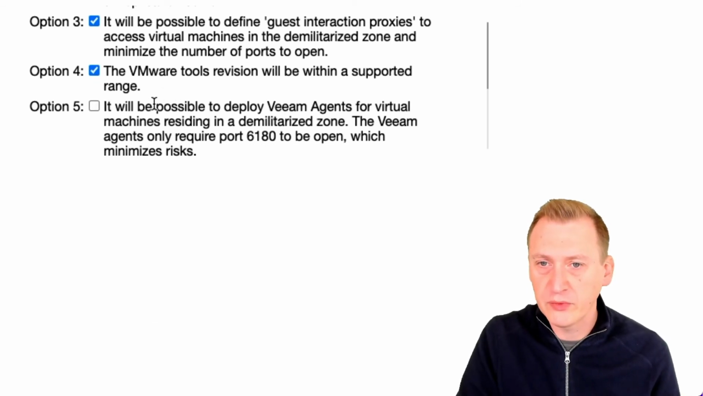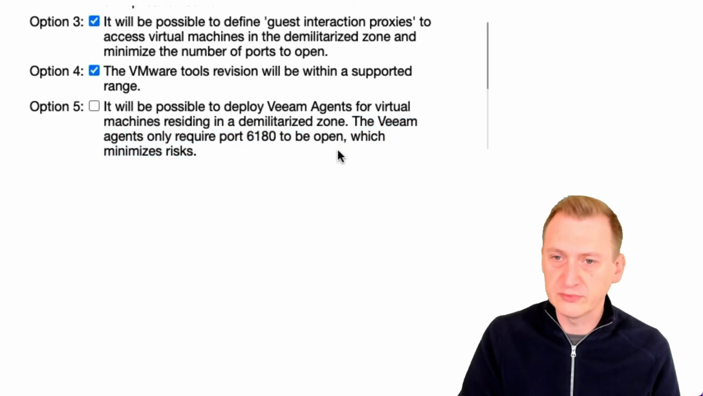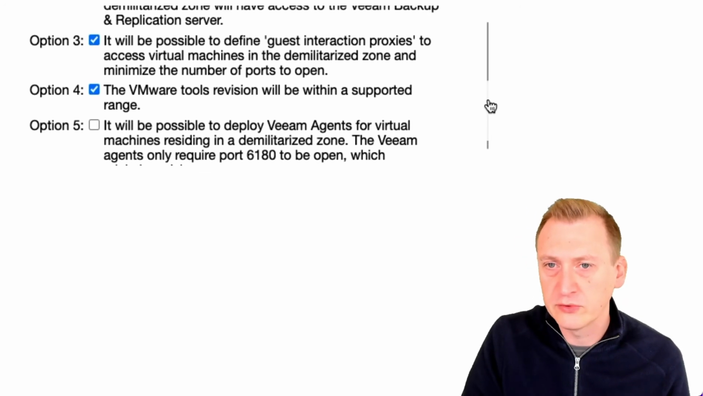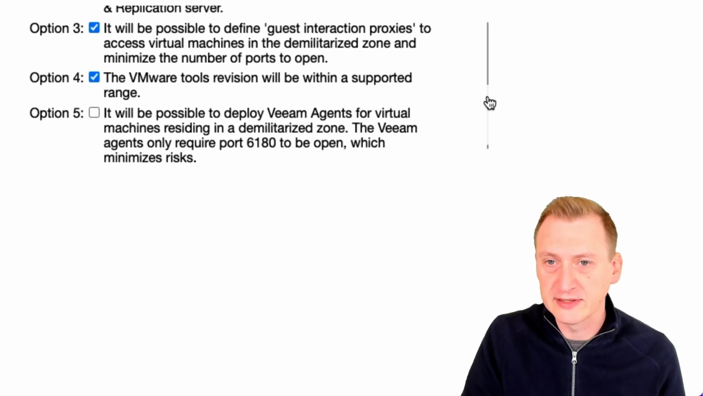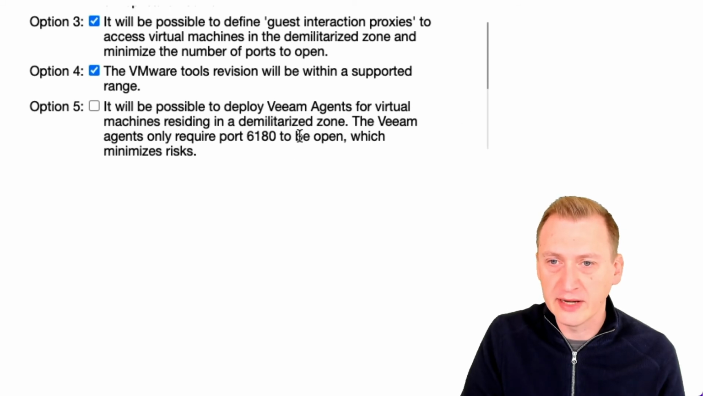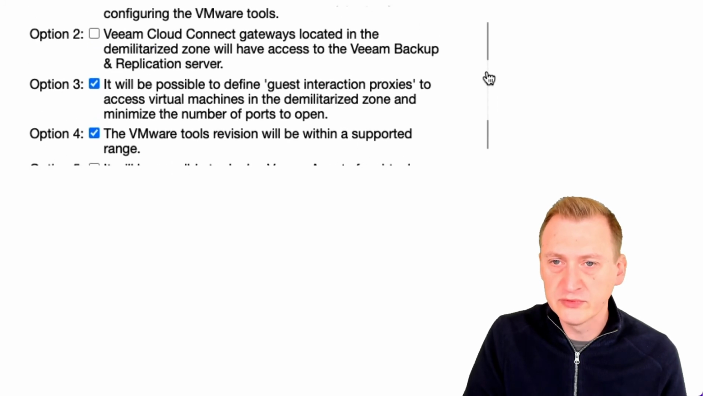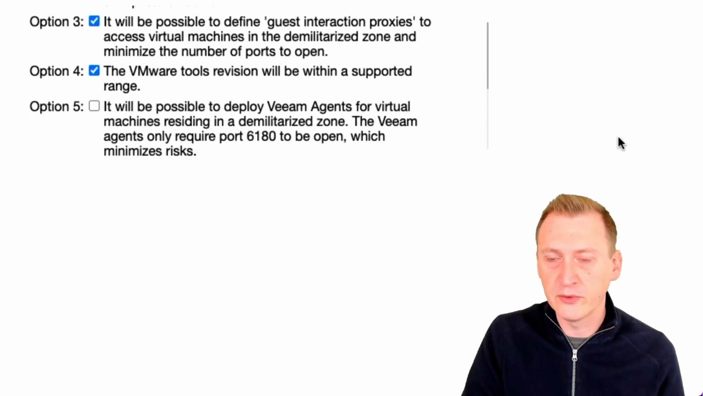It will be possible to deploy Veeam agents for virtual machines residing in a demilitarized zone. Well, I don't really know why we would want to use agents for VMs when we have another way to do it, so I don't think this is the way to go. We shouldn't use agents unless we have a really good use case for it. So I wouldn't go down this path. I would essentially use the guest interaction proxies and of course make sure we have VMware Tools. That's going to be the way to go. So I'm going to go with options 3 and 4 in this example.